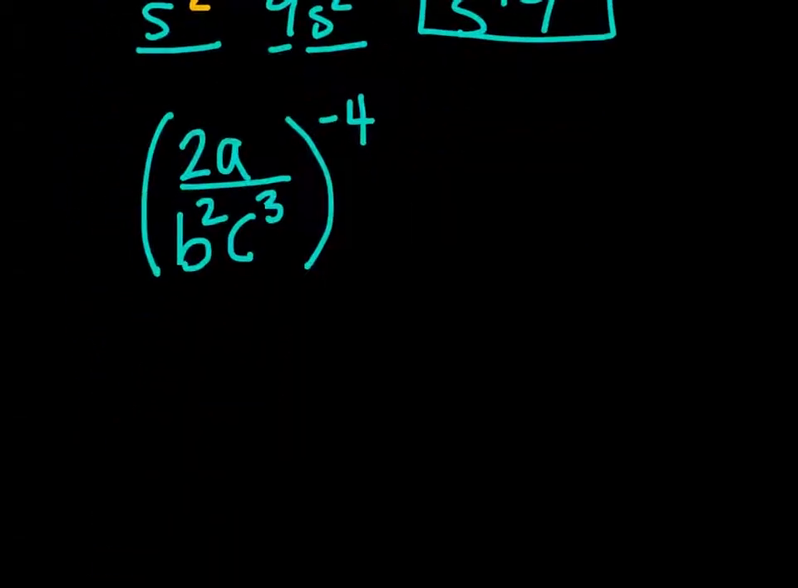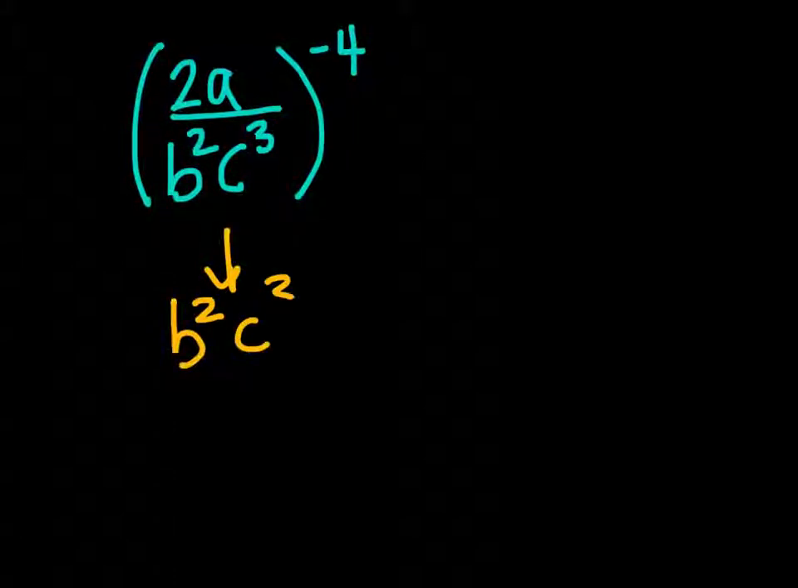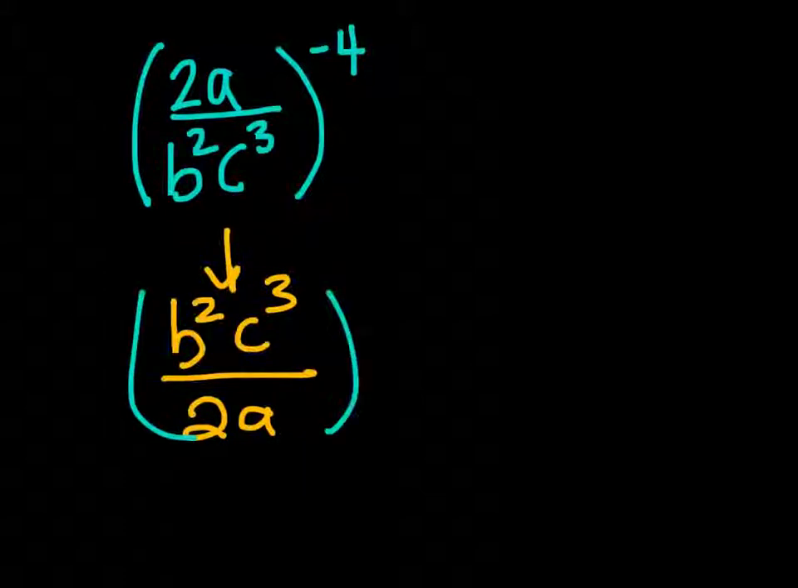Last problem to practice this concept with, practice this flipping and distributive property with the exponents. So let's flip this fraction. We see 2a on top over b squared times c to the 3rd. So we're going to flip that into b squared c to the third over 2a. That's all been flipped. Awesome. And then we have a positive 4 as our exponent now. It's no longer negative.